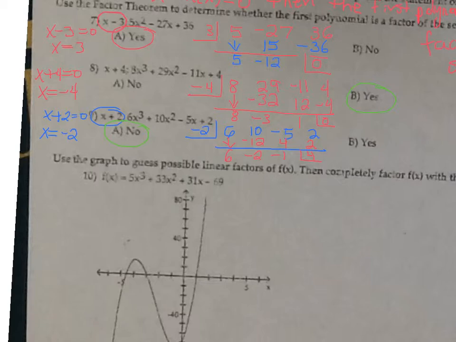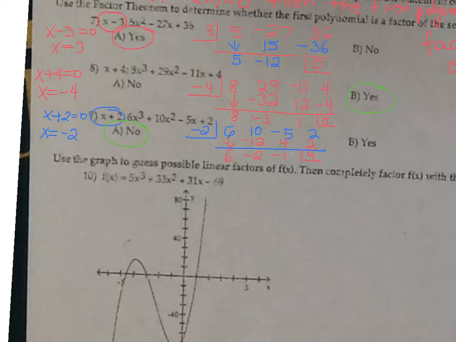Then for the second one, the factor is x plus 2. So x is negative 2. That's a divisor. 3, 2, 1, 0. So it's in descending order. 6 goes down. 6 times negative 2 is negative 12. Negative 2 times negative 2 is 4. Negative 1 times negative 2 is 2, combined, and that's 4. So if the remainder is 0, it's a factor. But if it's not a 0, then it's not a factor. In this case, number 9 is not a factor because the remainder is 4. Okay?